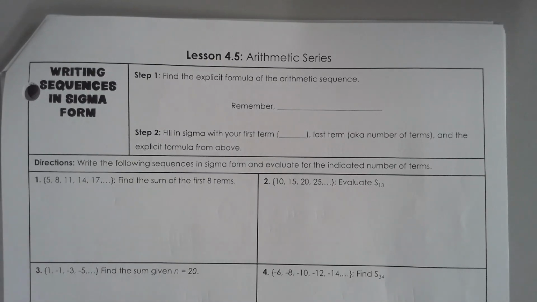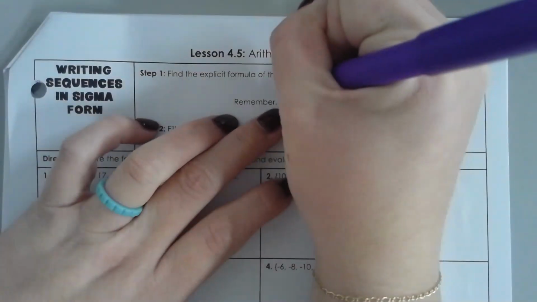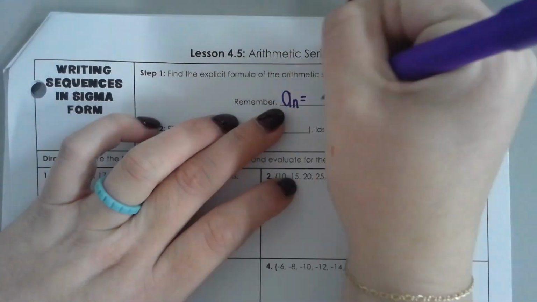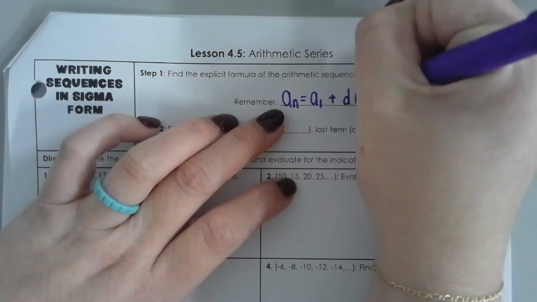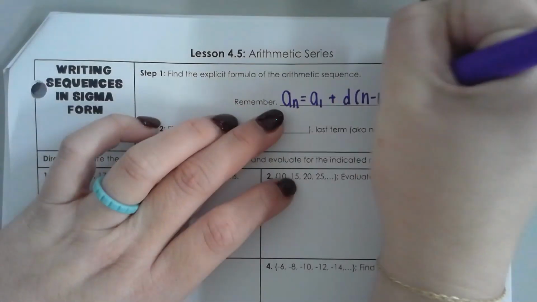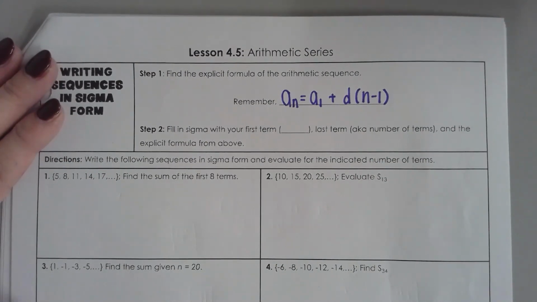Now, you need to know the arithmetic sequence formula. This comes into play when we do a series. That formula, a(n) equals a1 plus d times n minus 1. You're still going to be using that formula.